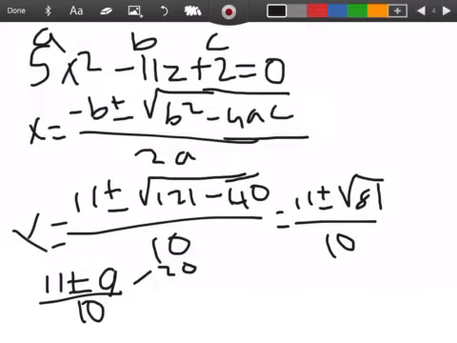Which either equals 20 over 10, which is 2, or it equals 2 over 10, which is 1/5. And so our final answers are 2 and 1/5.